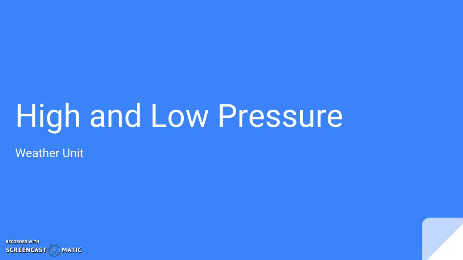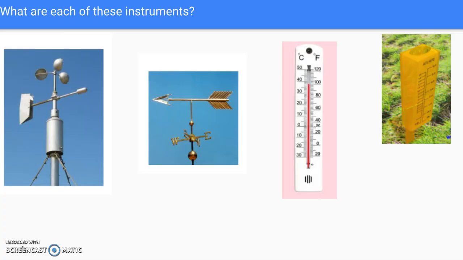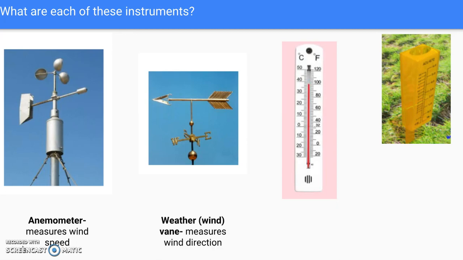Today's lesson is on high and low pressure. Refresh your memory. What are each of these instruments? Take a look at the first one. What is it? That's right. It's an anemometer. It measures wind speed. What about the second one? That is a weather or wind vane, measuring wind direction.